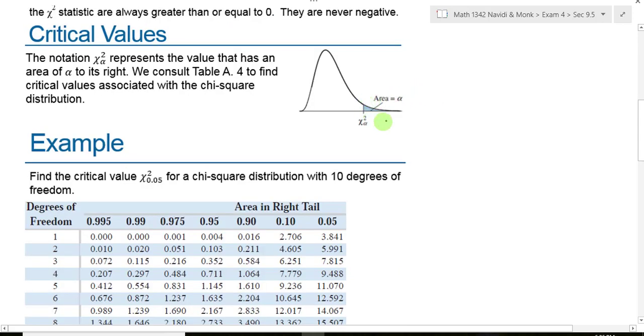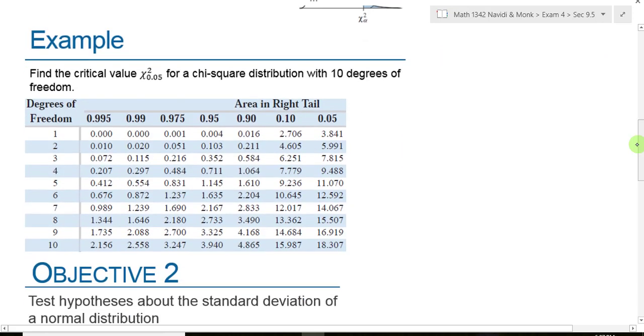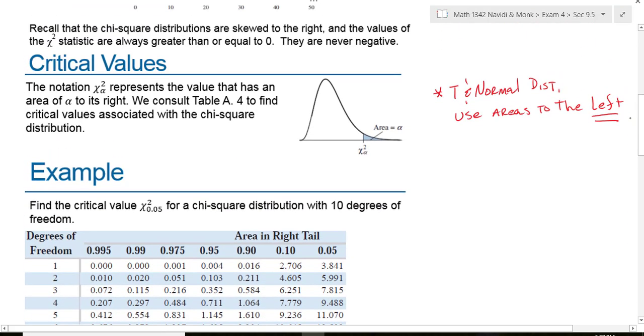Also, the chi-square distribution uses the area to the right whenever you're finding critical values. This is different from the t-distribution and the normal distribution. The t and normal distribution use the area to the left, but the chi-square distribution uses the area to the right whenever you're finding critical values. In this first example problem, we're asked to find the critical value chi-square 0.05 for a chi-square distribution with 10 degrees of freedom. Before I do that, I want to make another note here.